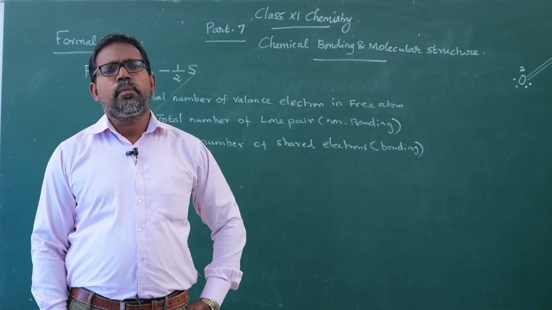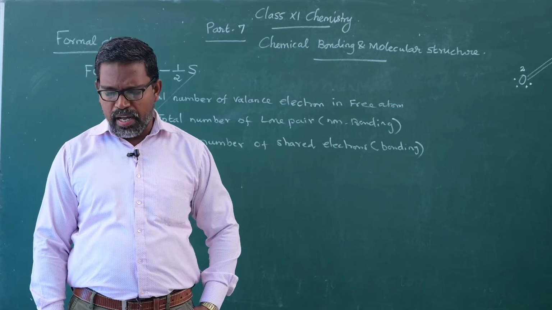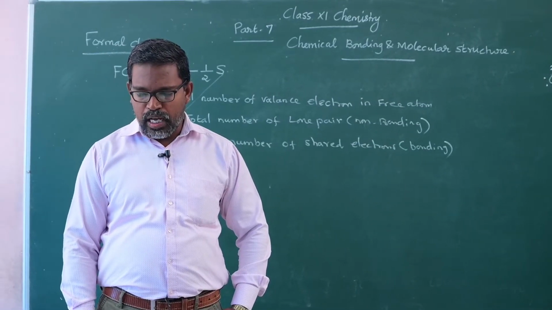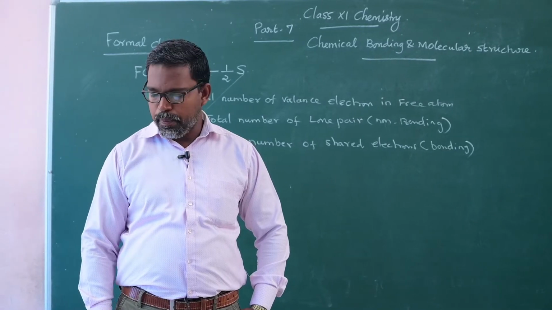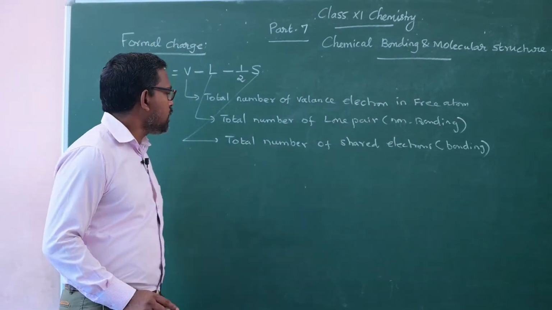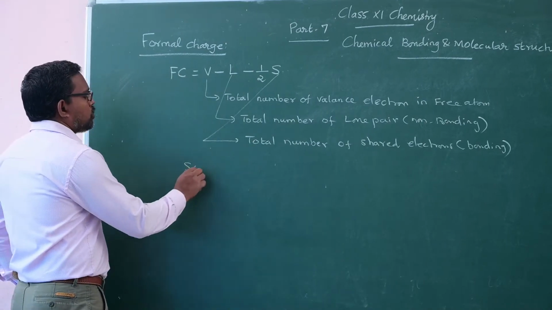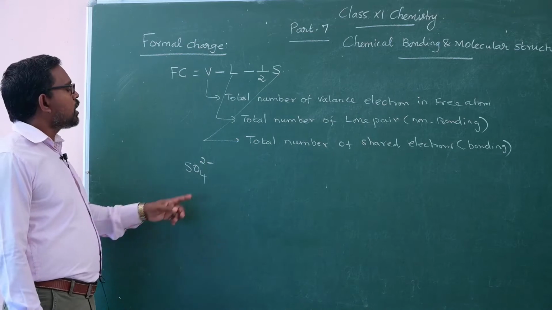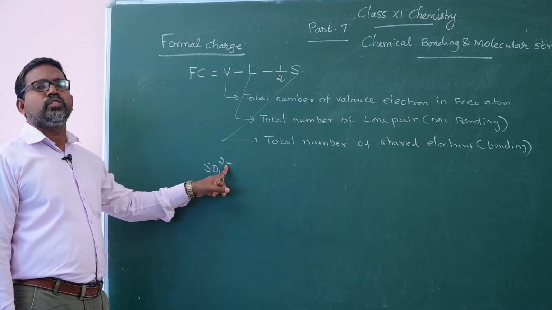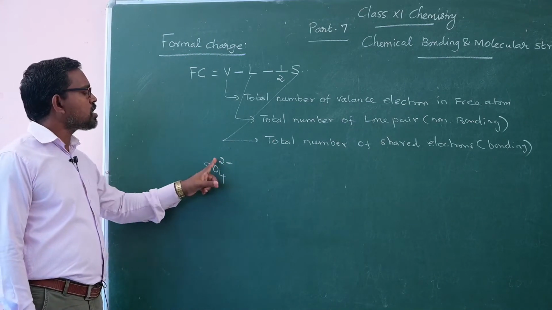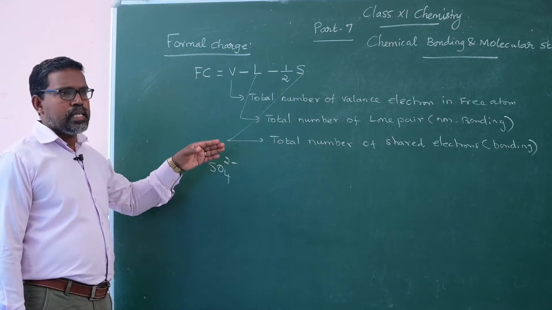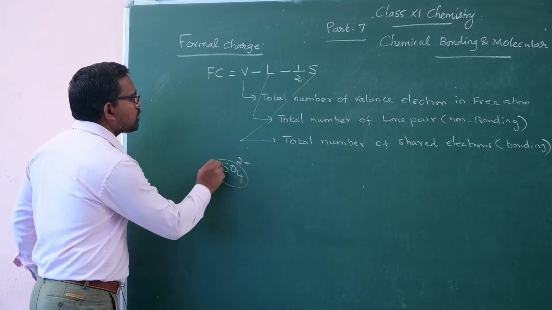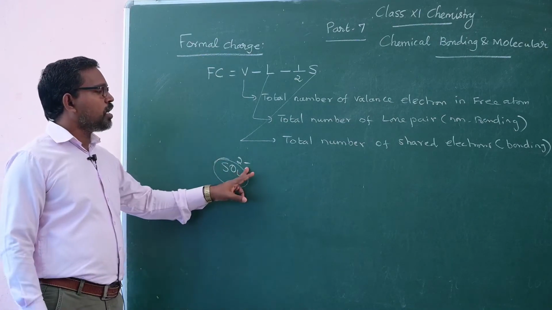We know that in the case of polyatomic ions, the net charge is possessed by an ion as a whole and not by a particular atom. For example, SO4 2 minus: here the 2 minus represents the overall charge of the sulfate ion, not considered by the individual atoms. So the overall charge of the sulfate ion is 2 minus.